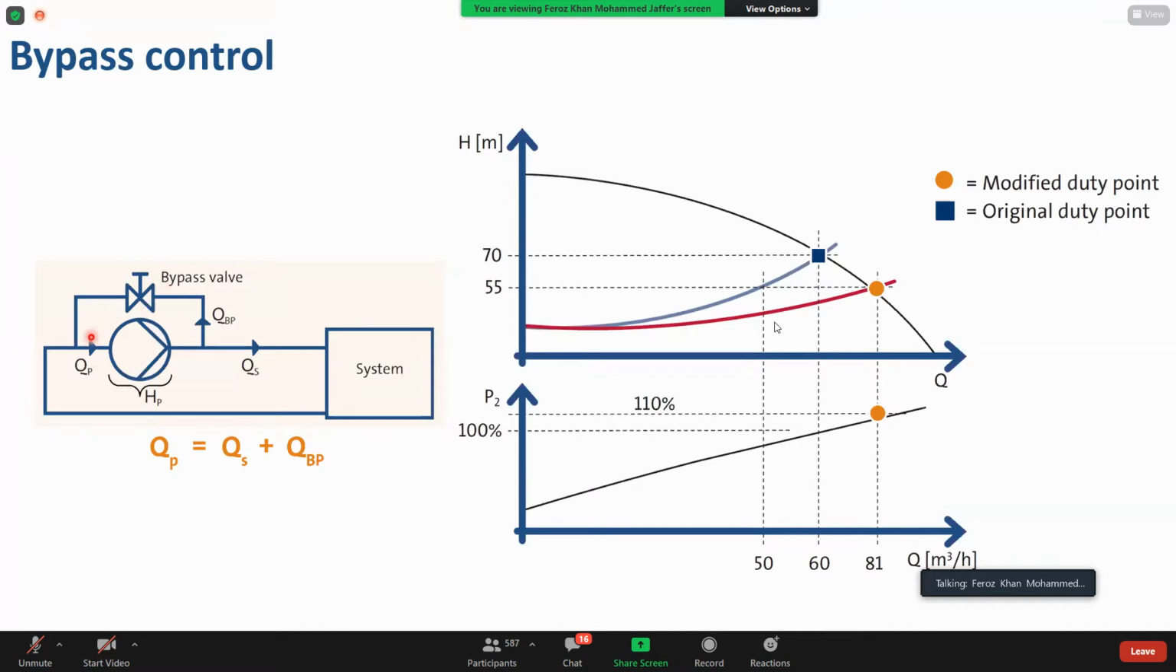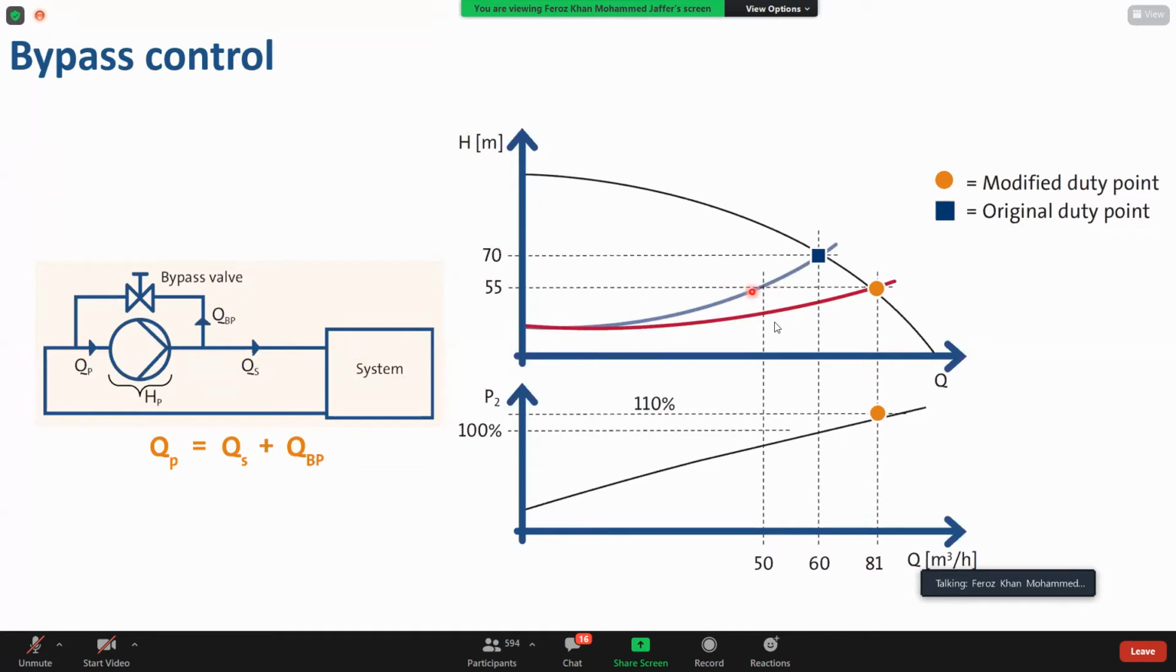It means we will have excess flow in the pump, but that excess flow will not go into the system, but will come back to the pump. So for the pump, we meet the flow requirements, whereas for the system, we will let only the amount of water that is required for the system.